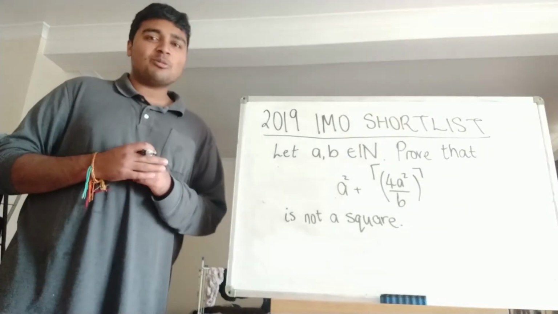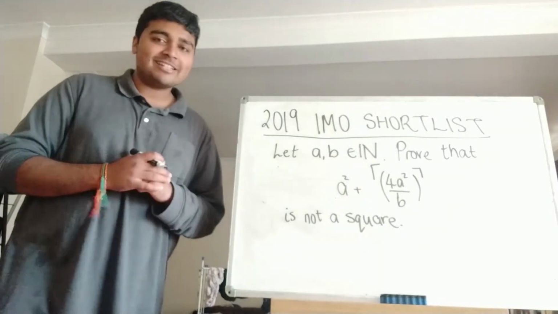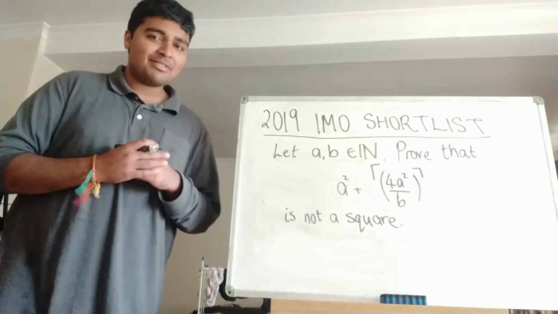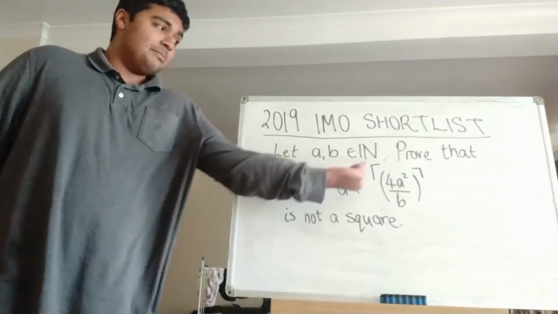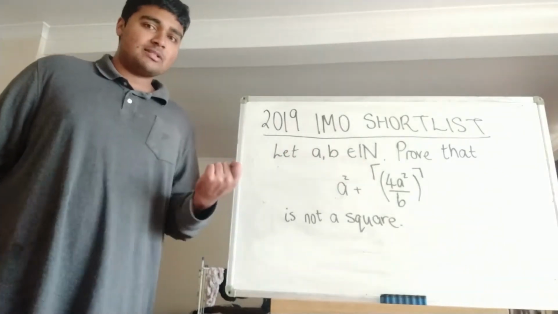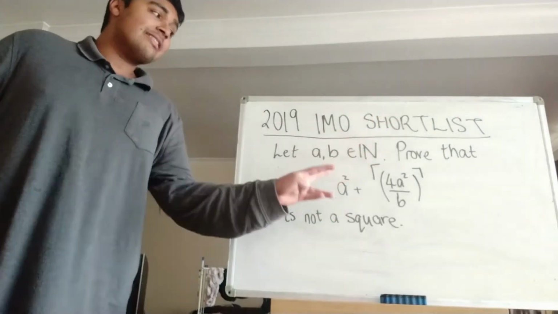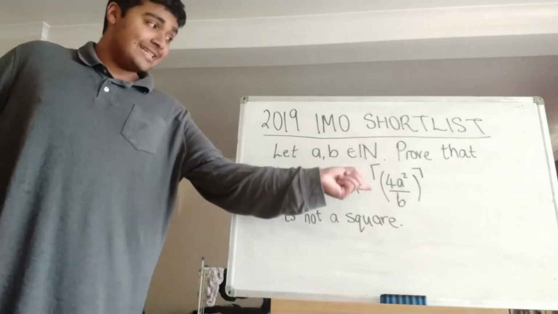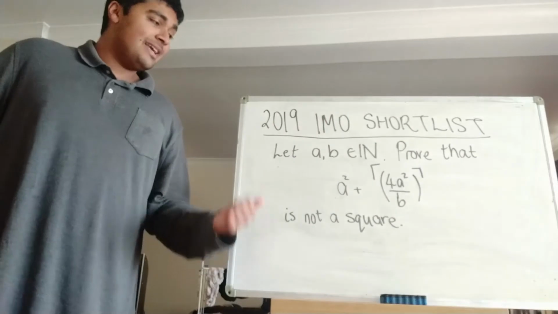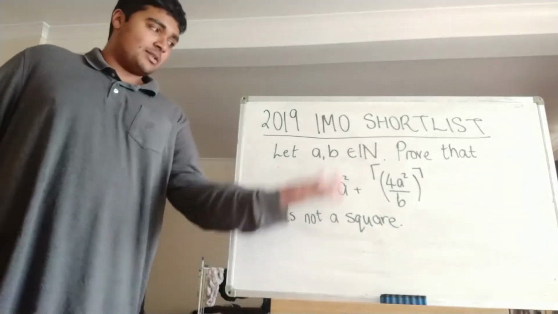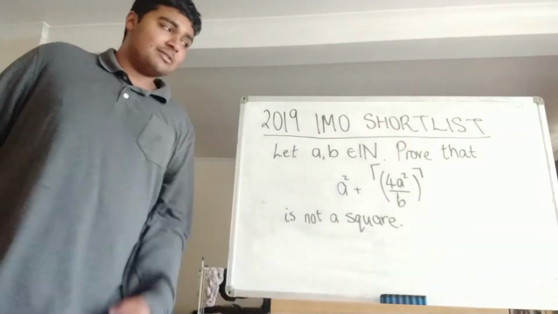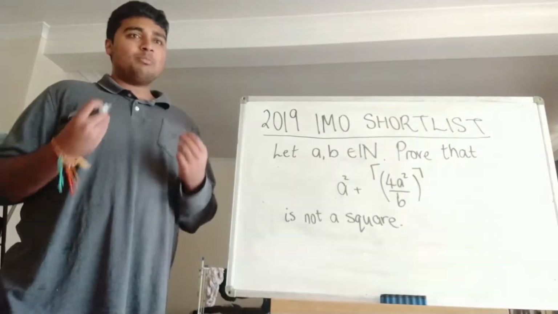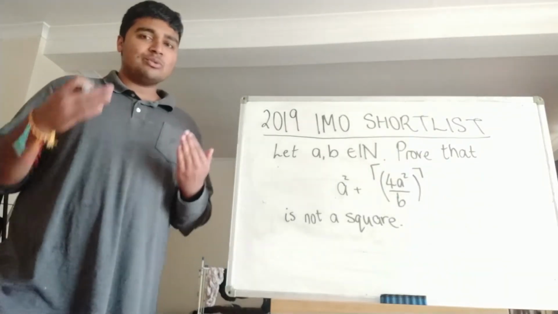Today I've got an interesting problem which was shortlisted for the 2019 IMO, and this is a number theory problem. We have a and b being natural numbers, so strictly positive integers. We want to prove that a squared plus the ceiling of 4a squared over b is not a square number. If you've not seen the ceiling notation before, it simply means the smallest integer bigger than or equal to your input.